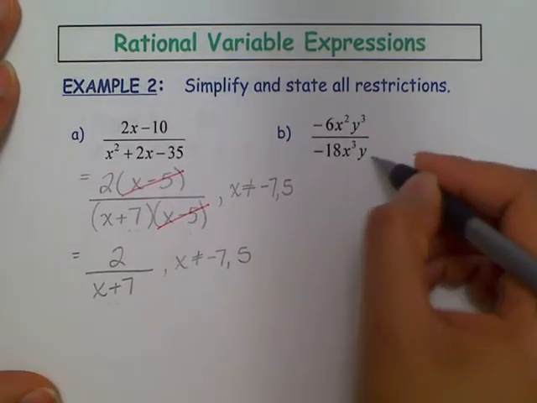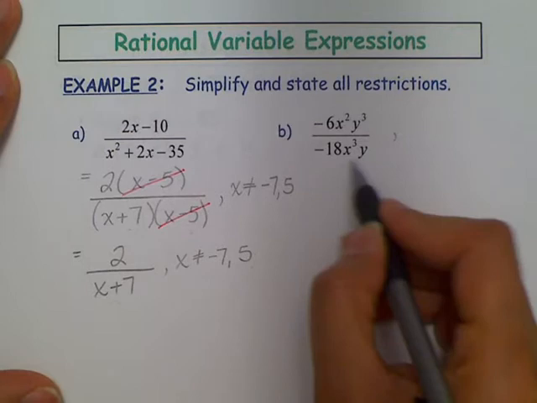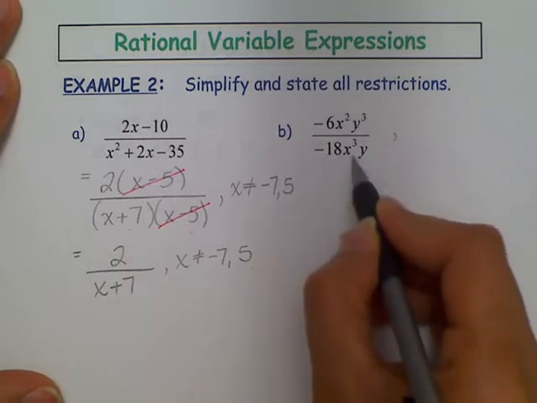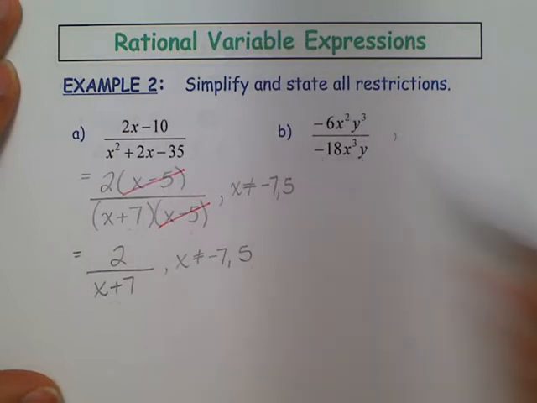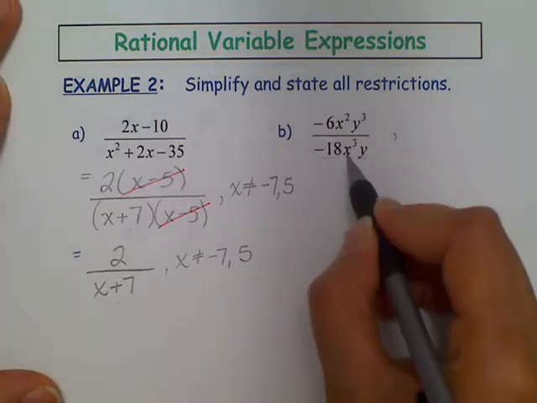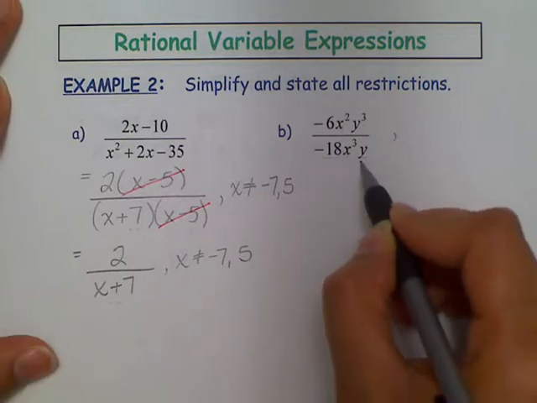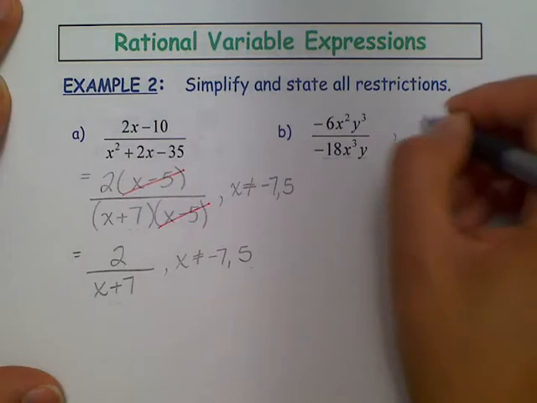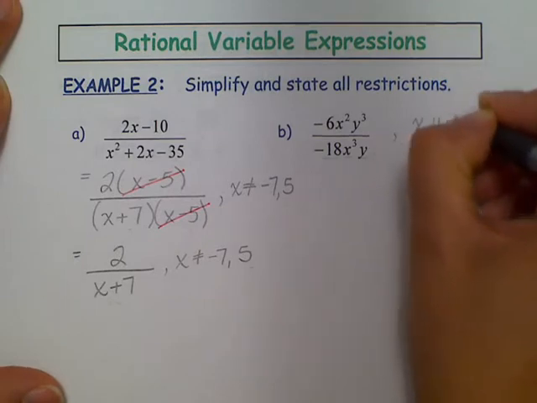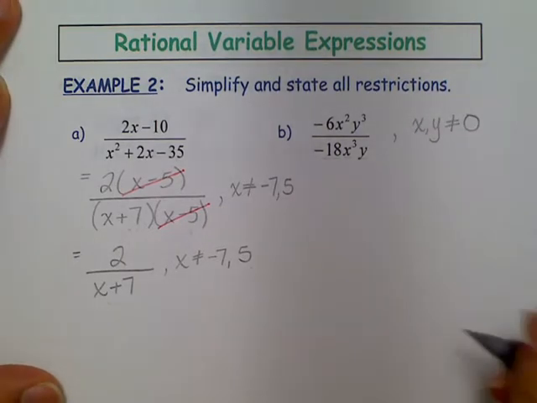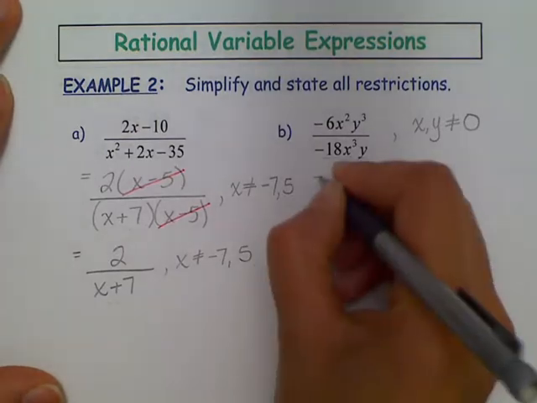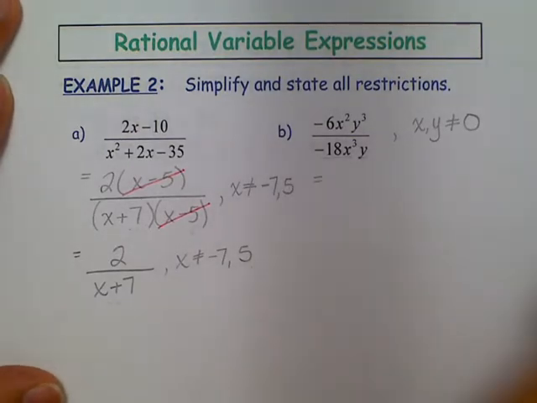So what we're going to do is look at the denominator and state the restrictions. Here, because I have three factors, negative 18, x, and y, I know that negative 18 will never give me a result of 0, but x equal to 0 will give me a denominator of 0, and y equal to 0 will give me a denominator of 0. So this tells me x and y cannot equal 0. From here, it's just a matter of reducing things away.